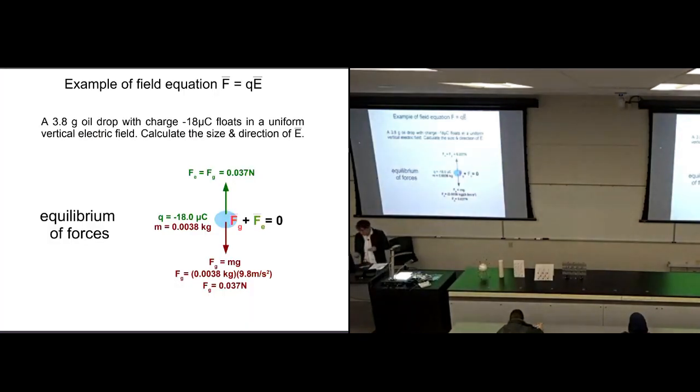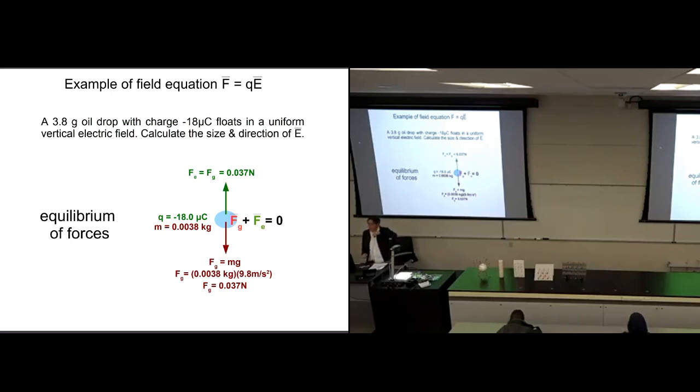Okay, so here's a little problem. This involves the field equation. This is why I picked this problem. We're told that we've got an oil drop that's floating in air. It's just floating there. How could that be, like a little raindrop just floating there? Well, that oil drop is being pulled downwards by the gravitational force, but the reason it's floating, not falling, is it's actually being pushed upwards by an electrical force.